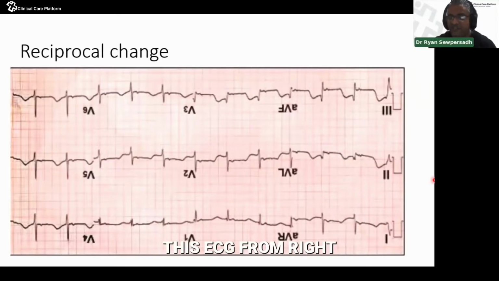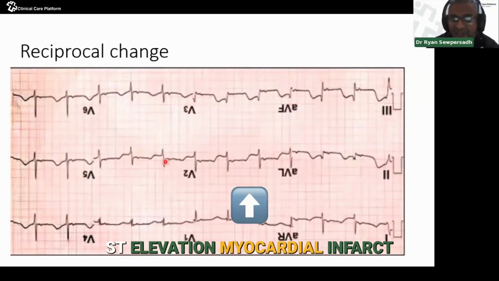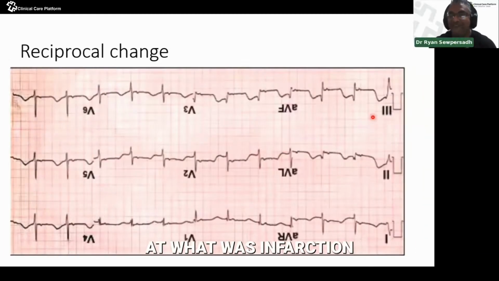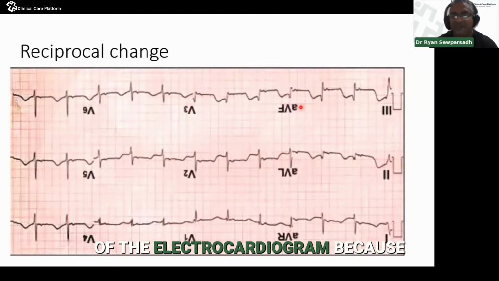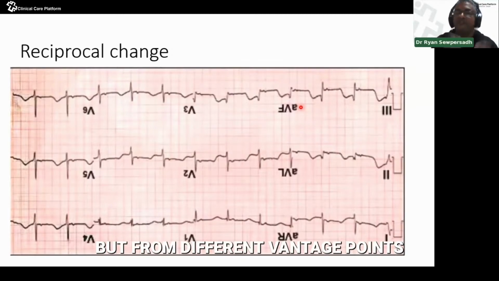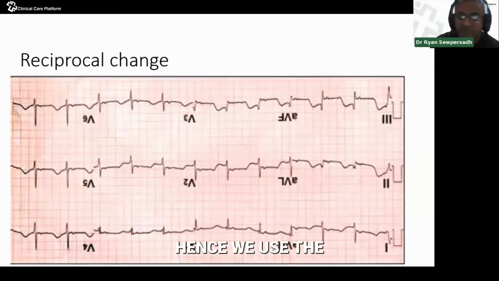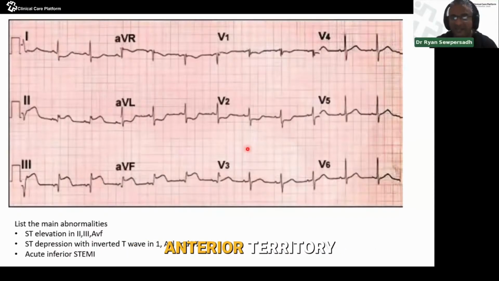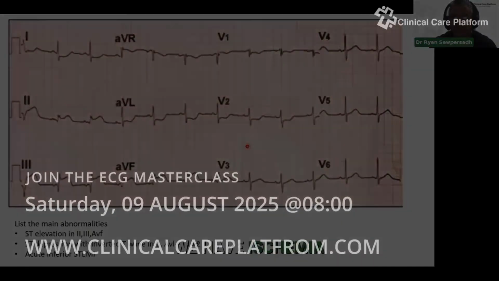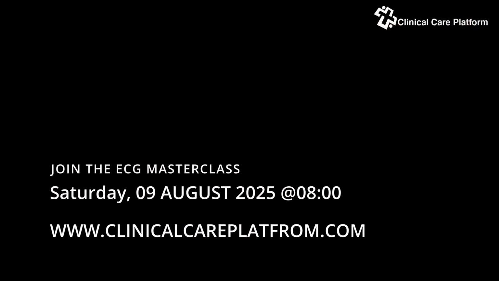And if we read this ECG from right to left, then what was ischemia, as in 1, AVL, and V2, now looks like ST elevation myocardial infarct. If we look at what was infarction in 2, 3, and AVF, if we read it from right to left, now looks like ischemia. That is the beauty of the electrocardiogram, because we're looking at the same heart, but from different vantage points. Hence, we use the term reciprocal change. So this is an inferior myocardial infarct, but in the anterior territory, we have ischemia. That's reciprocal change coming from the inferior event.